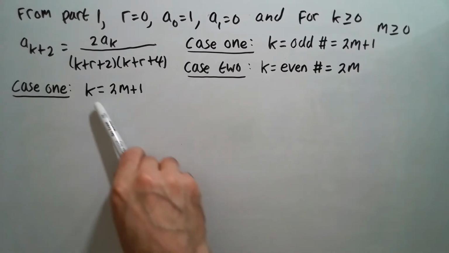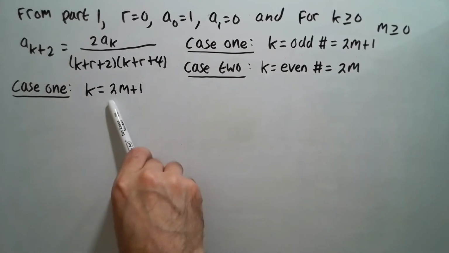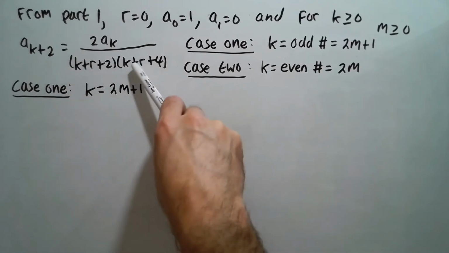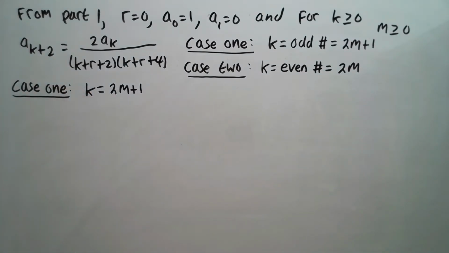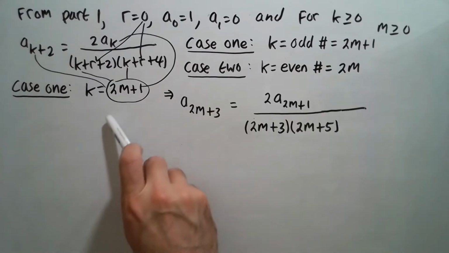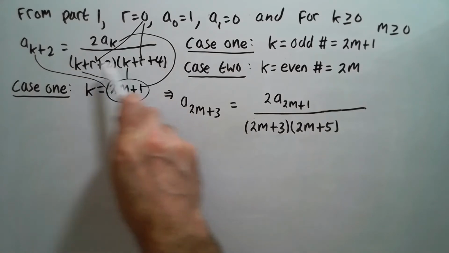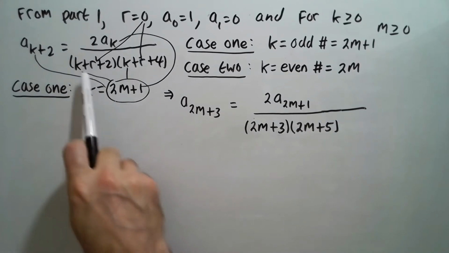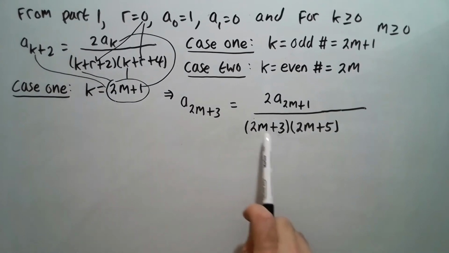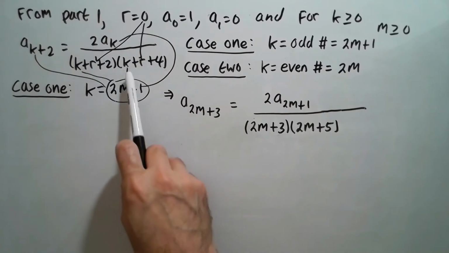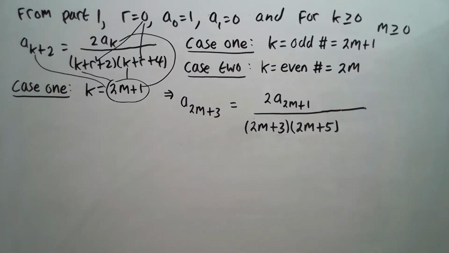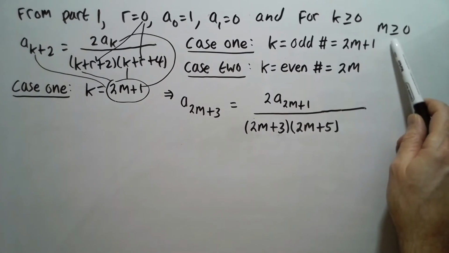So under case 1, our k is going to be an odd number, so it's going to be 2m plus 1. So in place of k up here, I'm going to write 2m plus 1 in all these places of k. And actually r is 0 too, so we should put 0 in place of r here and here. There's going to be 2m plus 1 here, then plus 2, so it'll be 2m plus 3 in the first position, because r is 0. And then in the second position it will be 2m plus 1 plus 4, so it'll be 2m plus 5. Okay, and now m is greater than or equal to 0.